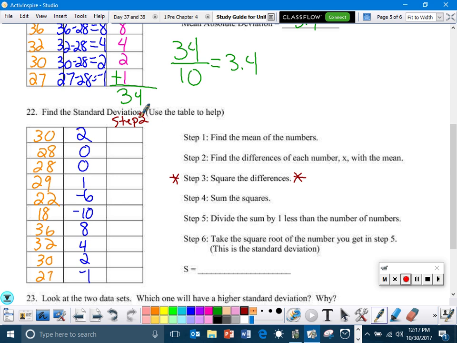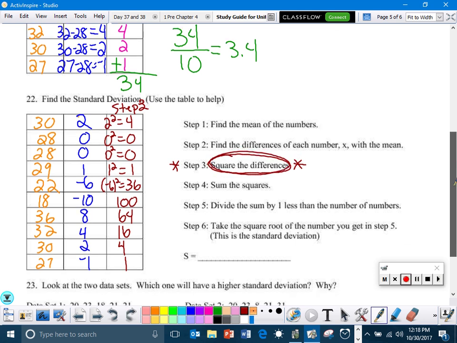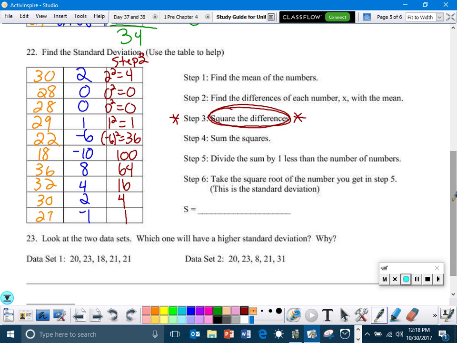Square the differences. Okay, so 2 squared is 4. 0 squared is 0. 0 squared is 0. 1 squared is 1. Negative 6 squared is 36. Okay, negative 10 squared is 100. 8 squared is 64. 4 squared is 16. 2 squared is 4. Negative 1 squared is 1. Okay, you square the numbers. Square those differences. And when you square them, they all should be positive.